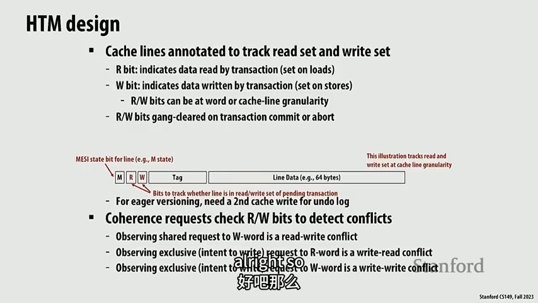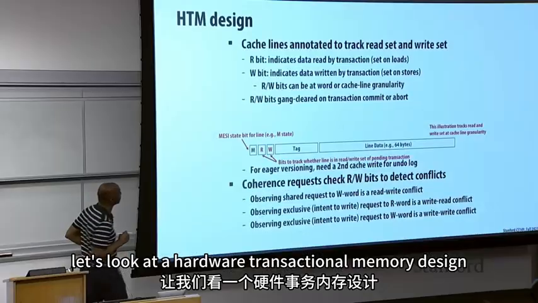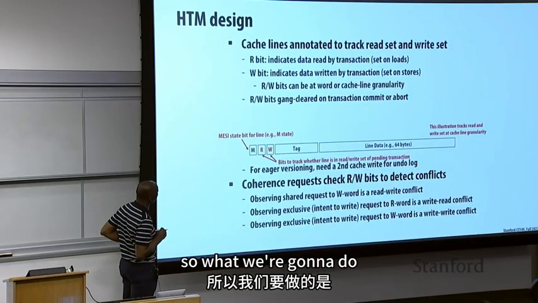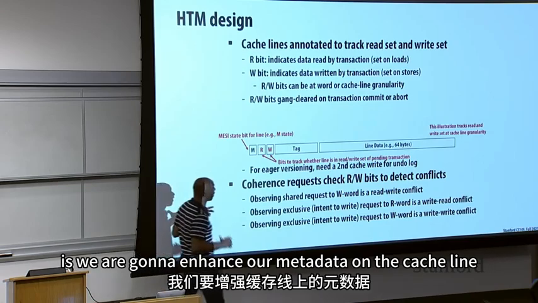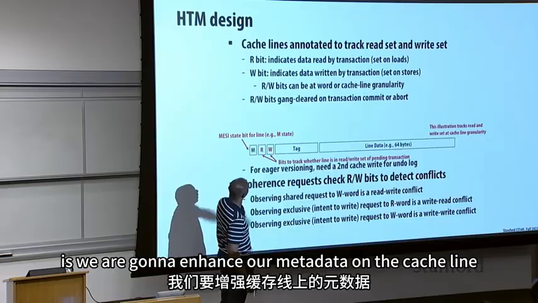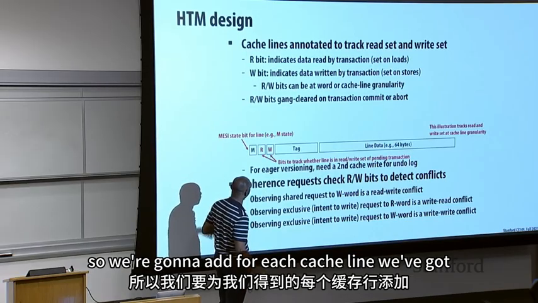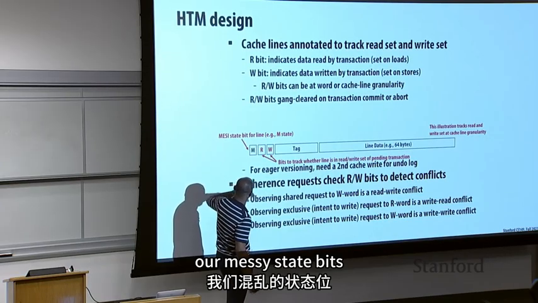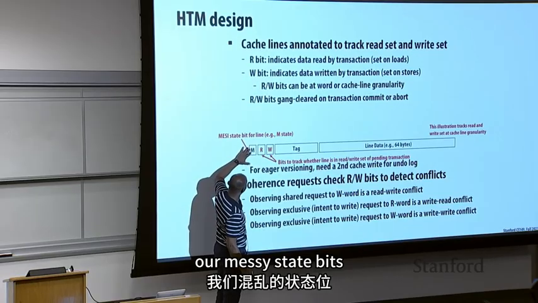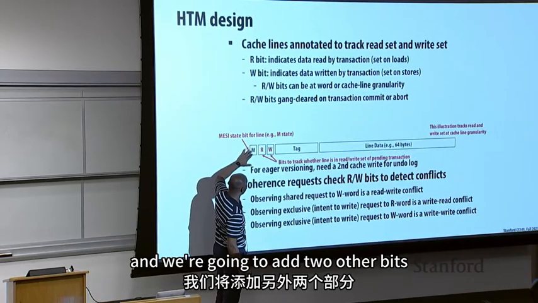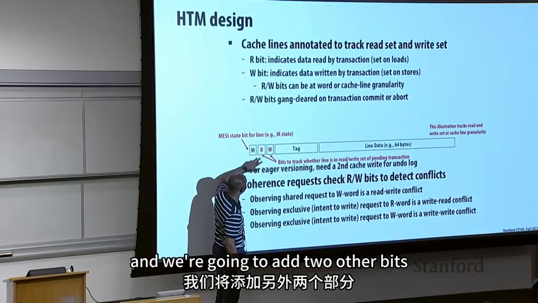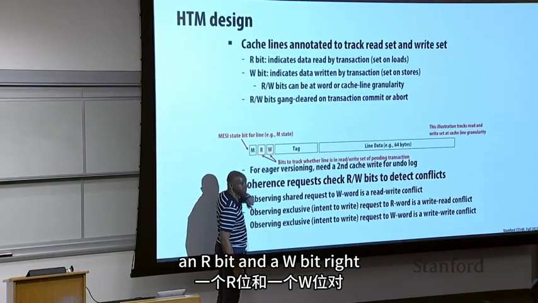All right, so let's look at a hardware transactional memory design. What we're going to do is enhance our metadata on the cache line, right? So for each cache line, we've got our MESI state bits, our coherence bits that we've already discussed, and we're going to add 2 other bits, an R bit and a W bit, right?